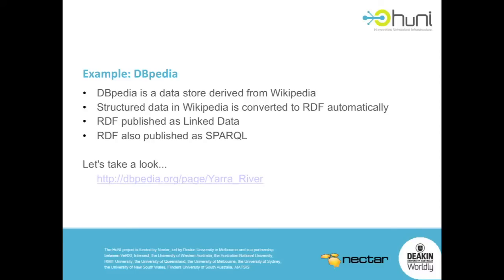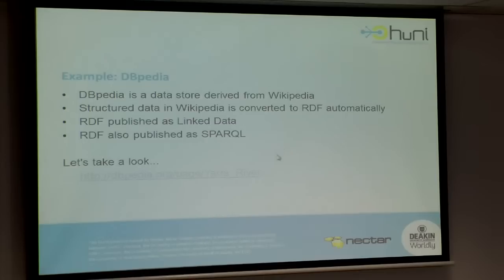And so what DBpedia do, this project associated with Wikipedia, is they transform the data that's been entered in those parts of the page into RDF, and then they publish it through a linked open data store. They also publish it through a SPARQL query interface, which I'll show you. So have a quick look. I don't know if you can read that URI, but it's the Yarra River. Okay, this is the Yarra River.